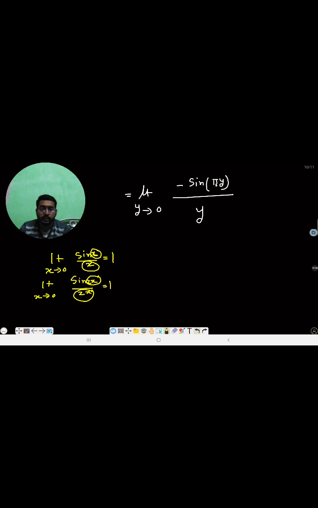Now here you can see inside the sine there is pi y, but in the denominator I have only y, so we need a pi here. So here I am multiplying by pi. Now this is the extra I have taken, so I have to multiply by pi outside as well. Now you can see this is the formula: limit y tends to 0 of sine pi y by pi y, and that is 1. So that will become minus of 1 into pi, so the answer will be minus pi. So this will be minus pi, which is the correct one.